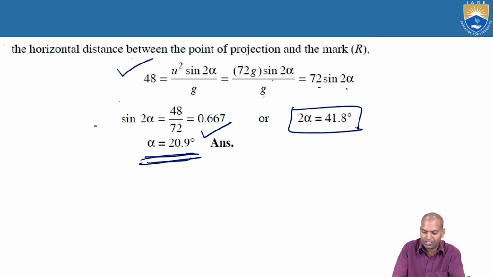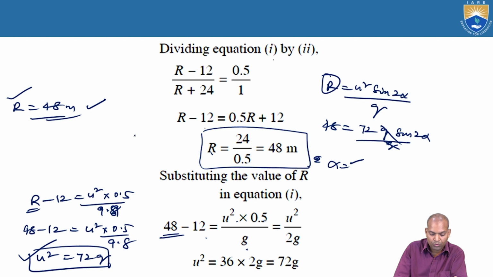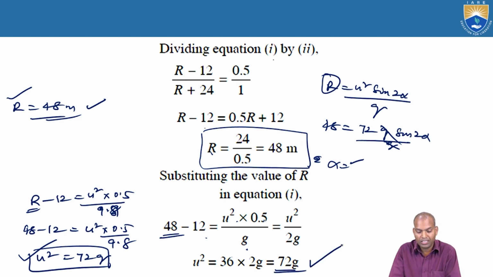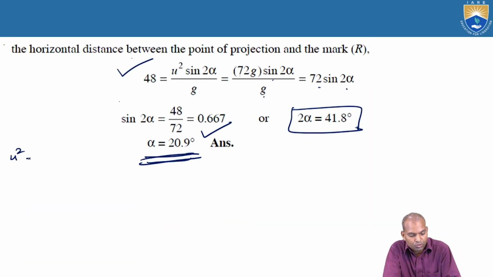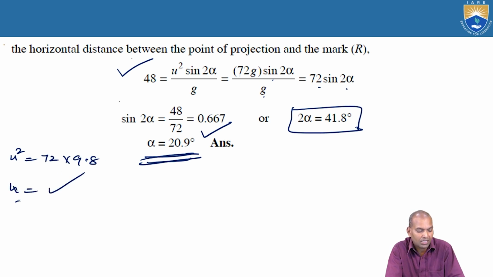We calculated two things here. One is the target point, that range, even though it overshoots by 12 meters and overshoots by 24 meters. But what is that exact range? 48 meters. For that hitting, what angular projection is required? 20.9. One more thing, U square equals 72 times G, 9.8, so the velocity also can be calculated. Then what is that U? The initial velocity U is calculated here.